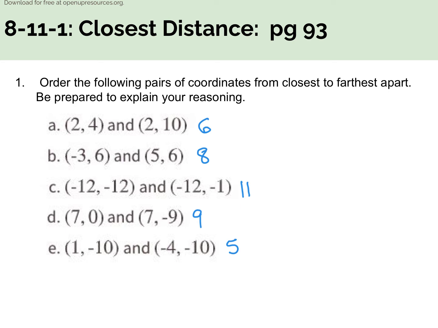Now it says order the pairs from the closest to the farthest apart. So which one is going to be first? That will be E. Next is going to be A. Next is going to be B. Next is going to be D. And last of all is C.